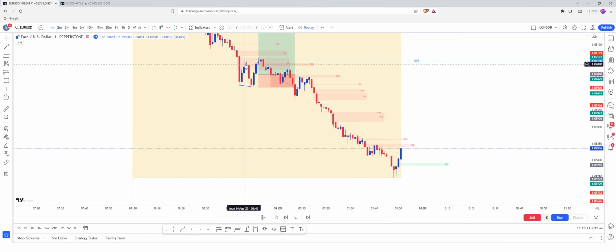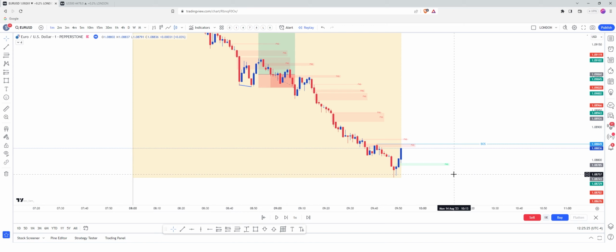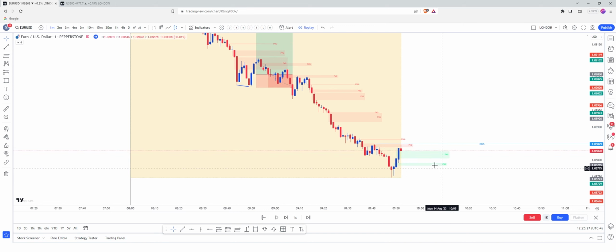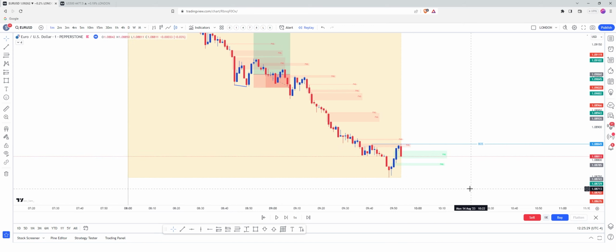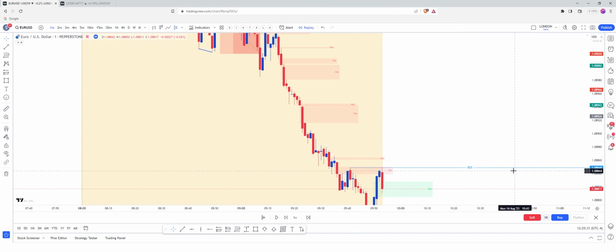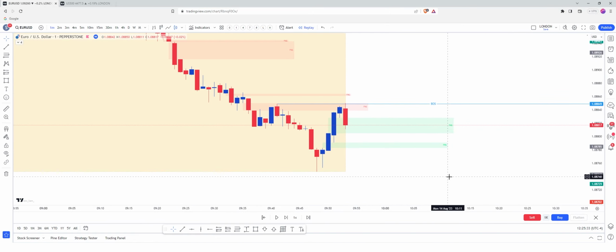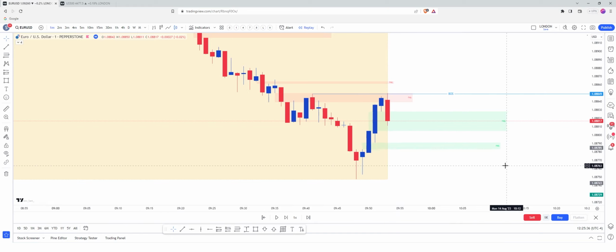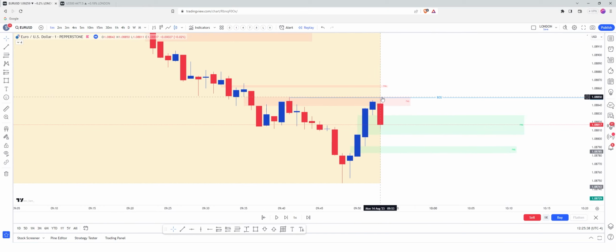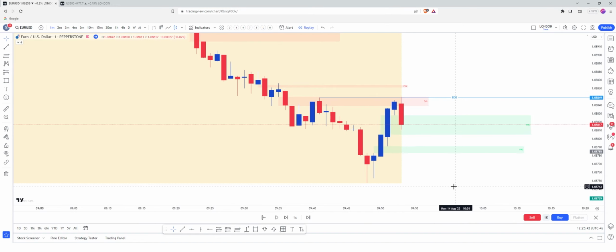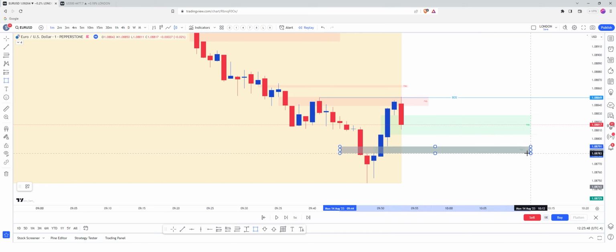The break of structure for this long would be here. So we respected that fair value gap. We have got a break of structure there. So again, it is only a wick. It's not a candle body close. So ideally I would have liked to have seen a candle body close, but we've wicked through it. We've left displacement here.